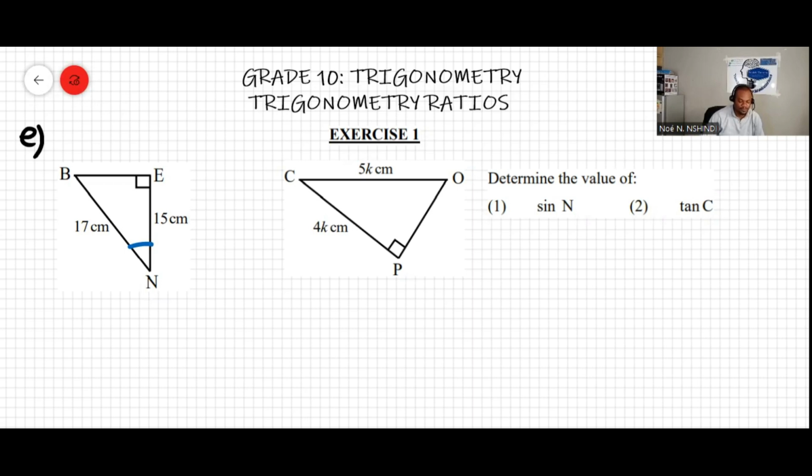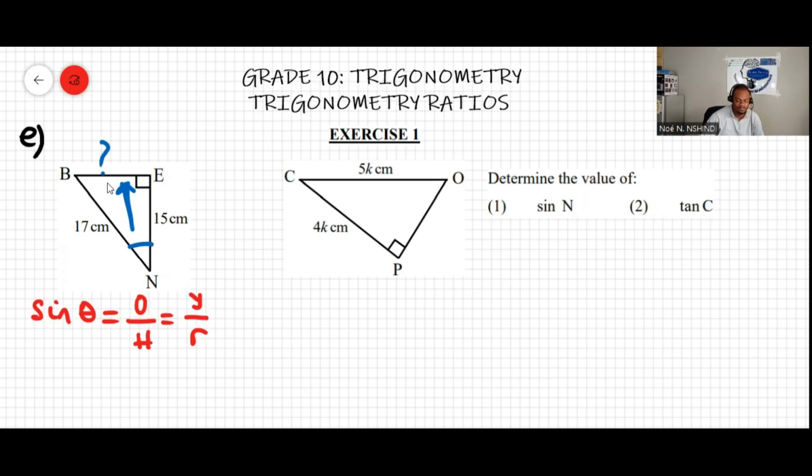We do know that sine of the angle is always opposite over hypotenuse, or y over r. The opposite side is this side, and the hypotenuse is there. But when I look here, the opposite side is not known. It's unknown. So how can I determine the value?